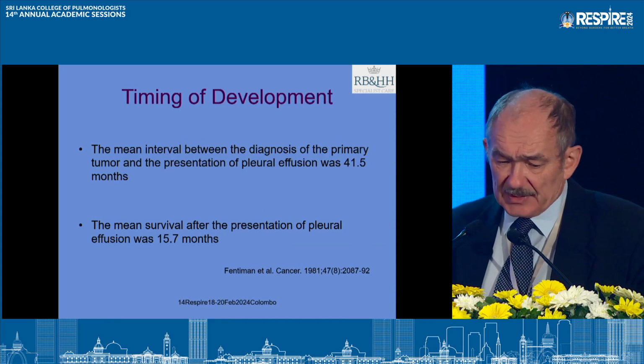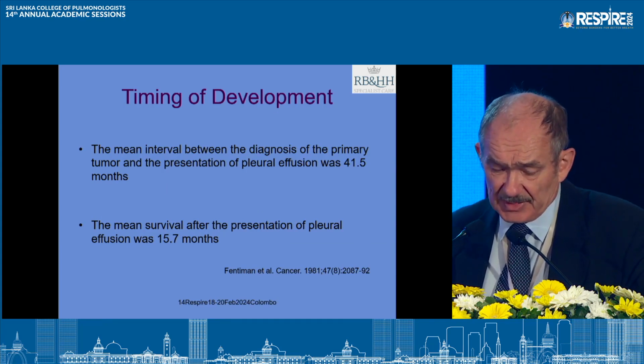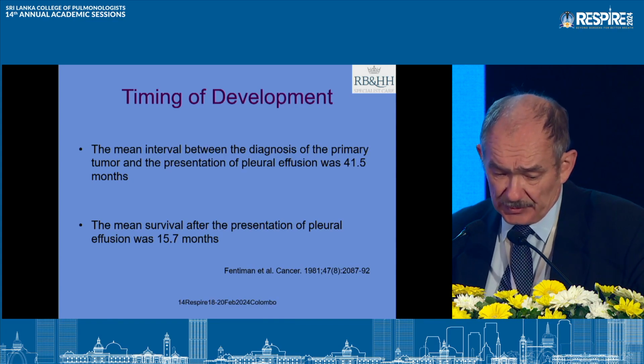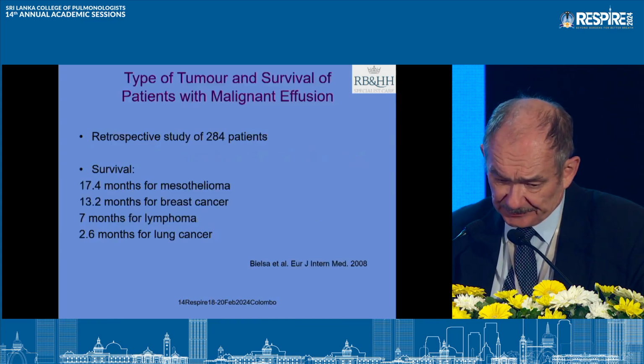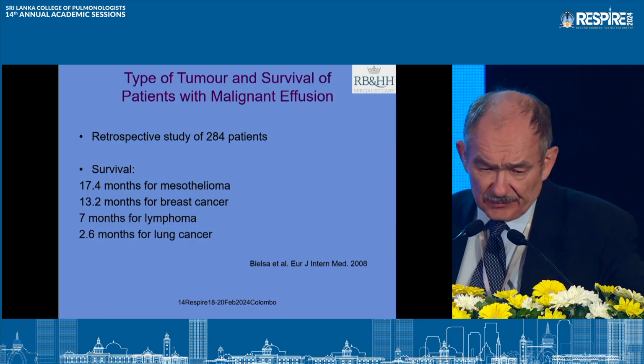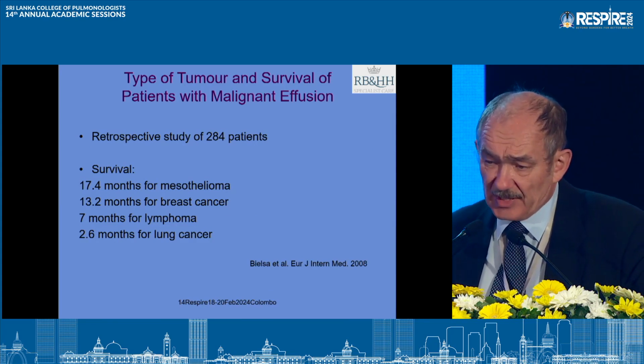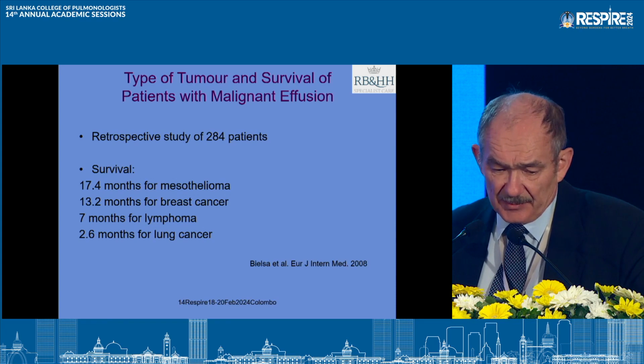The interval between the diagnosis of the primary tumor and the presentation of pleural effusion may be very substantial. It can be several years, and the mean survival after presentation of pleural effusion would be approximately 16 months. Survival with pleural effusion mainly depends on the aggressiveness of the primary disease. We see that it's worse for lung cancer, but reasonably long, over a year, in patients with mesothelioma.